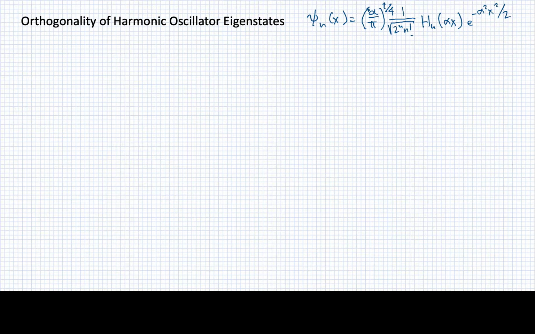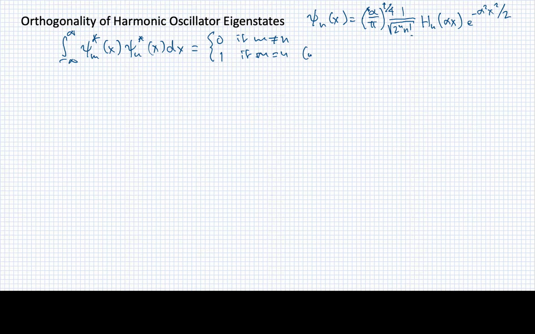We've learned that the eigenfunctions of a Hermitian operator generally must be orthogonal. That is to say, if we were to take the integral over two of the eigenfunctions of a Hermitian operator, written like this, we should get one of two results. We should either get 0 if the two eigenfunctions are different, or 1 if they are the same. And this is assuming that they are normalized.